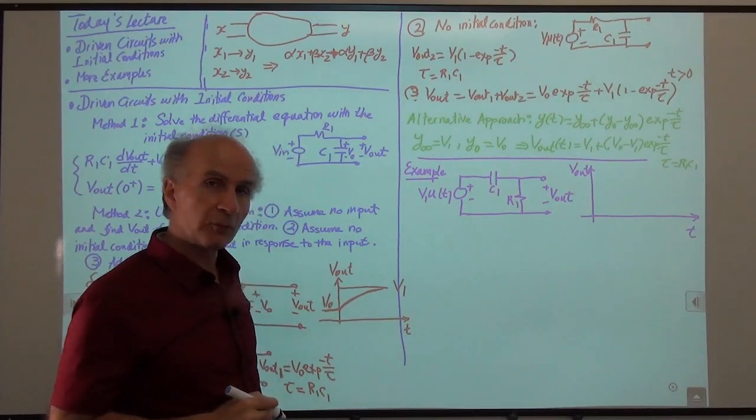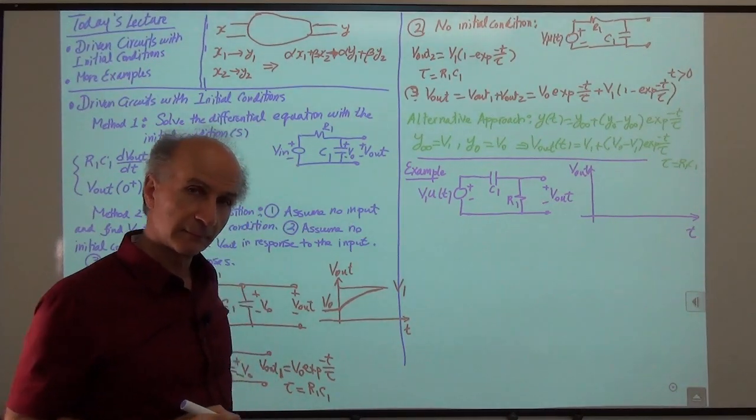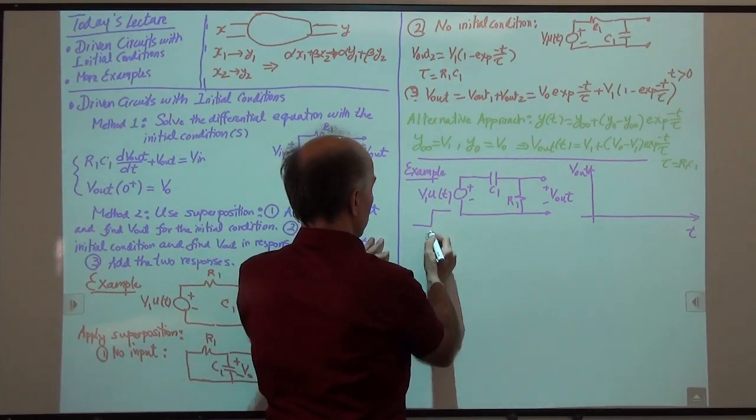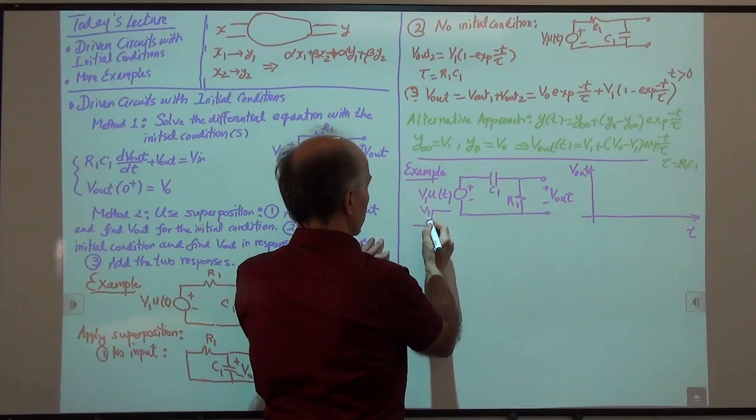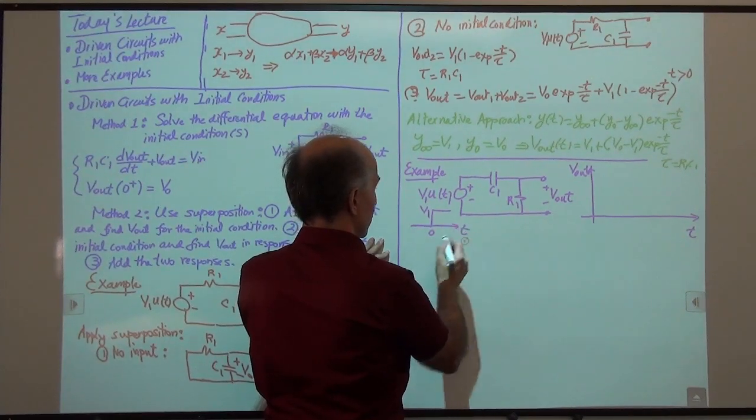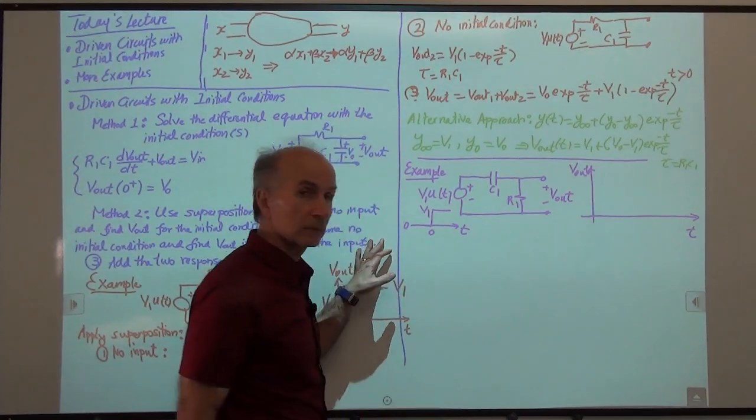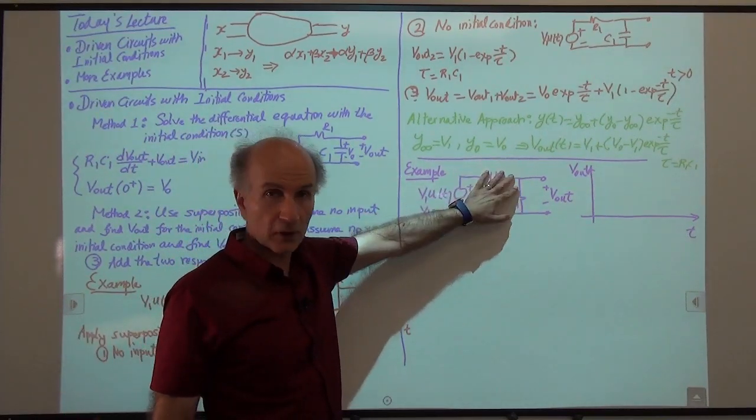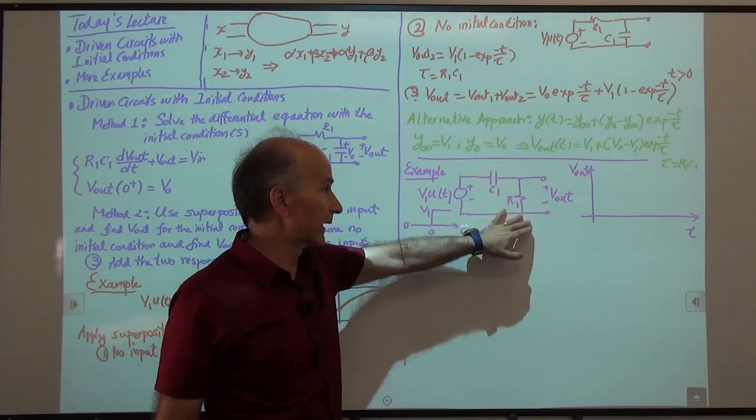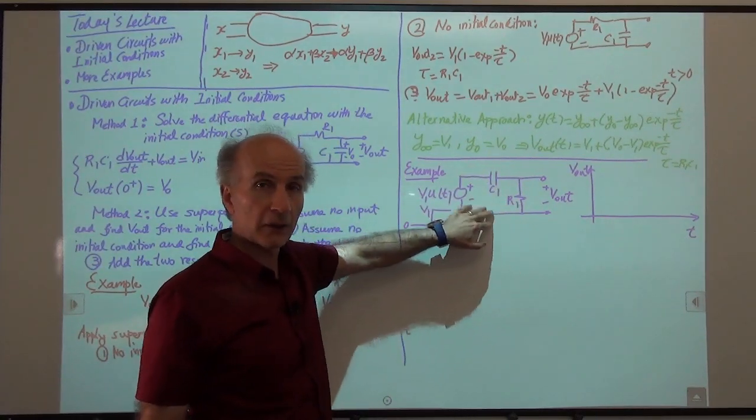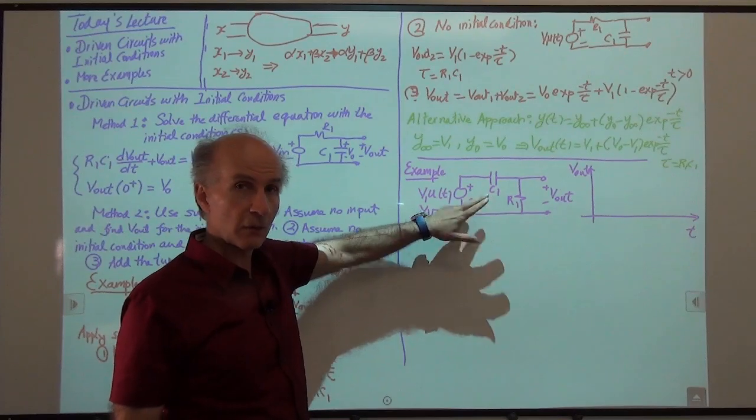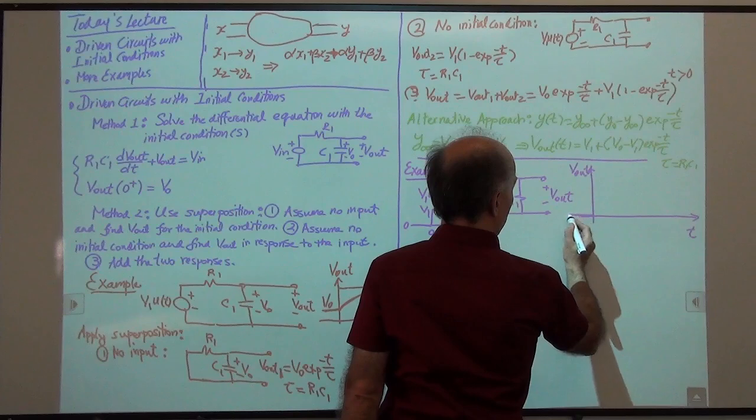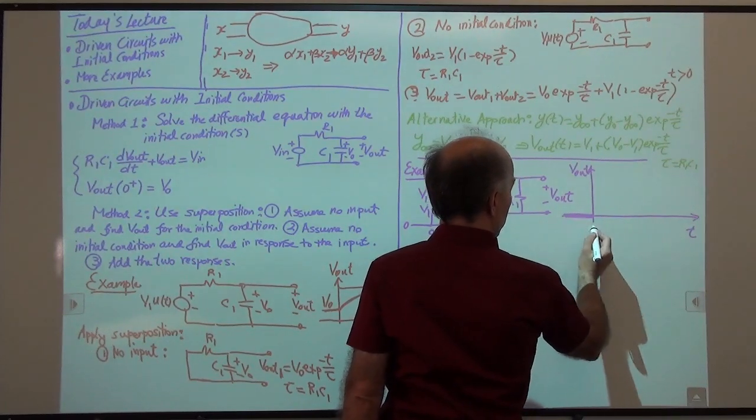Okay, how much is V out before time 0? Before time 0, V1 u of t is like this, right? So it goes from 0 to V1 at time 0. So before time 0, this is 0. There's no initial condition, there's nothing here, it's all dead, right? There's nothing in the circuit, all the currents are 0, all the voltages are 0, so V out is 0. All right, so we know that. Okay, so V out is 0 before time 0.